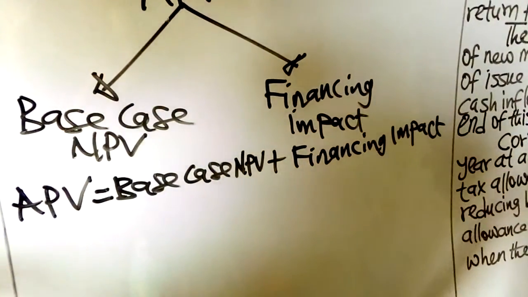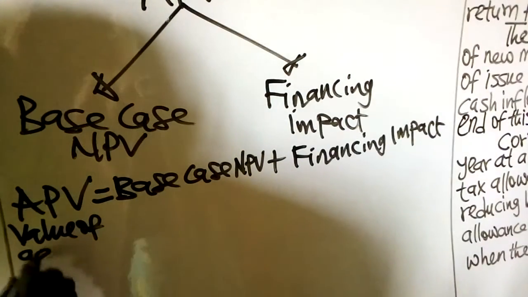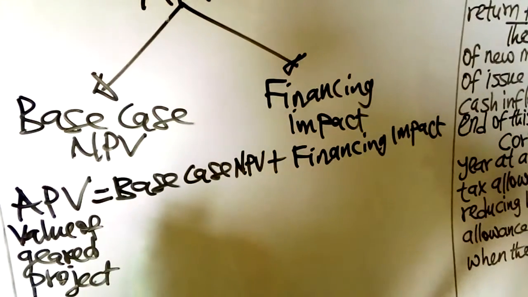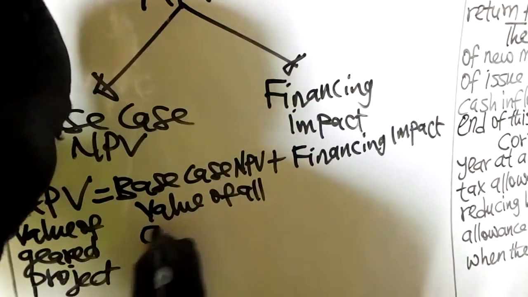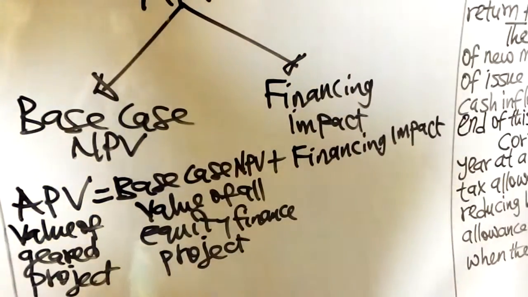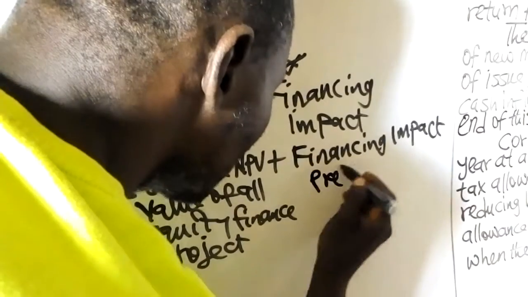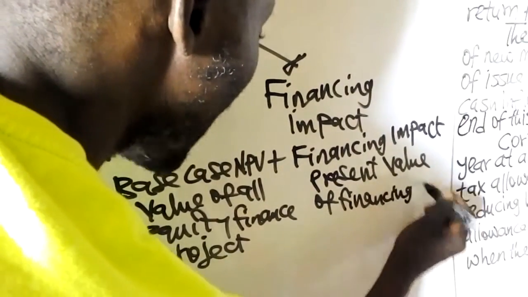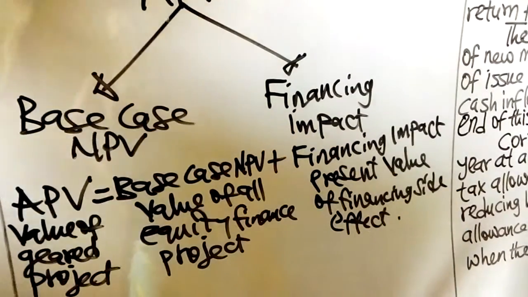I've told you that APV on its own is the value of a geared project. Why? Base case NPV is the value of an all equity finance project, and the financing impact is the present value of the financing side effect.